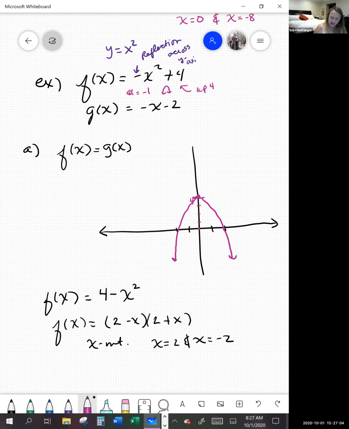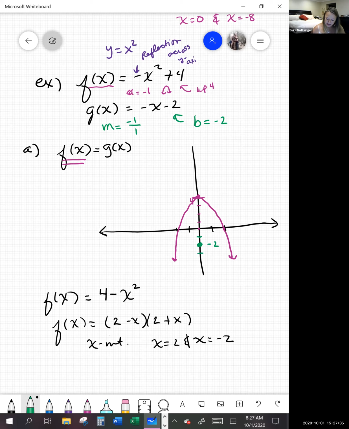So this is our f of x value, and we want to graph g of x. Well, g of x is a linear equation, and it's in the form y equals mx plus b. So we know what the slope is, and we know what the y-intercept is. And so b is -2, and our slope is -1. So we could write it as -1 over +1.